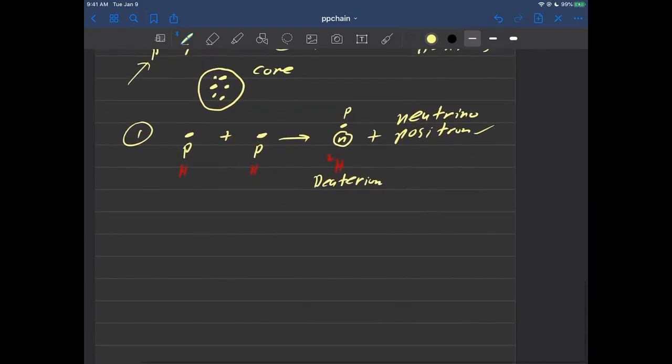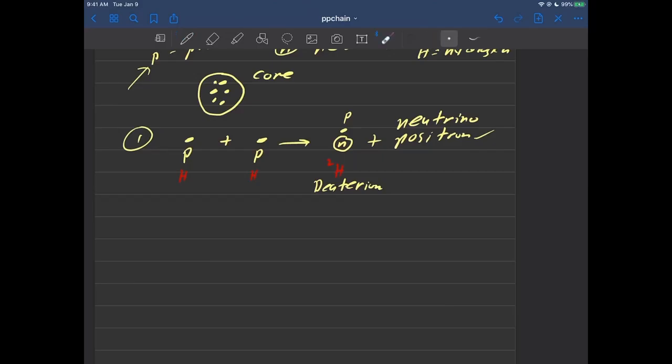And the neutrino and the positron come out. So there's your first step in the core of what happens in the sun. All these protons bouncing around, two of them are going to come together. They're going to form heavy hydrogen, or deuterium, and a neutrino and a positron are going to come out.